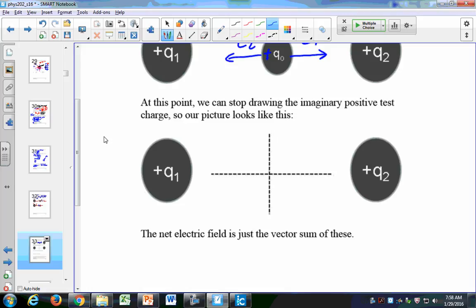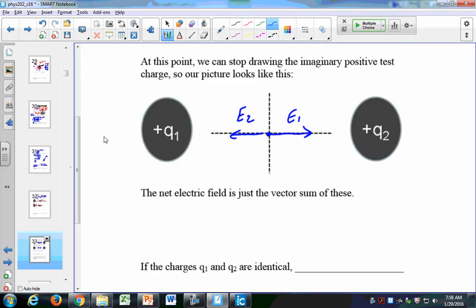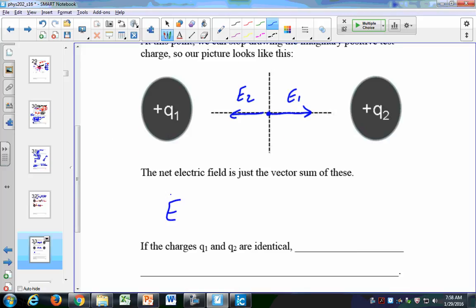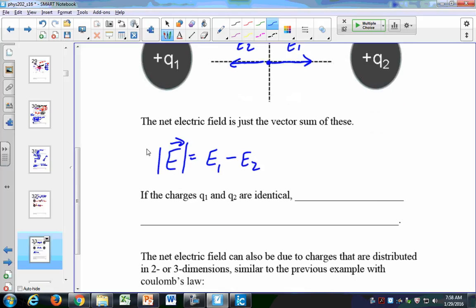So at some point, we'll just stop drawing that imaginary test charge, because we're really just worried about the electric field at a particular point in space. And so I'll have an E1 here, and E2 here. And then the net electric field is just the vector sum. The magnitude of the electric field will be E1 minus E2. In this case, the vector sum is just the arithmetic sum, because they're all along the x-axis. We don't have to worry about doing sines, cosines, tans, all that jazz.